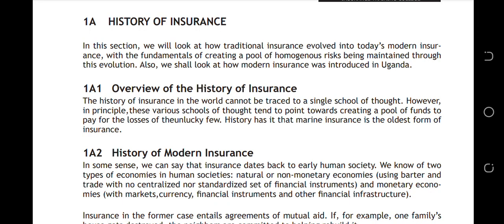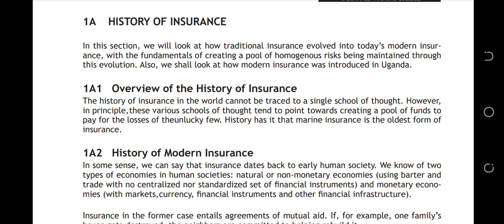In the overview of the history of insurance, we talked about how various schools of thought gave a point of view that insurance was formed in order to create a pool of funds to pay for the losses of the unlucky few. And we should know that the oldest form of insurance is marine insurance.